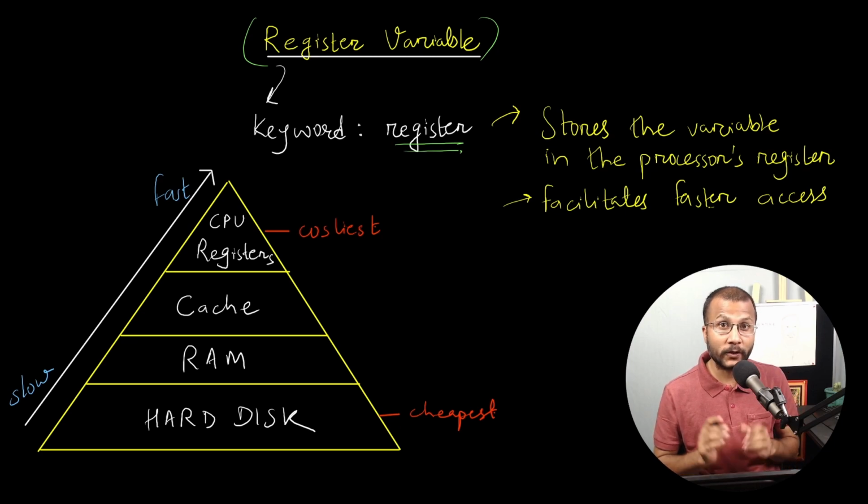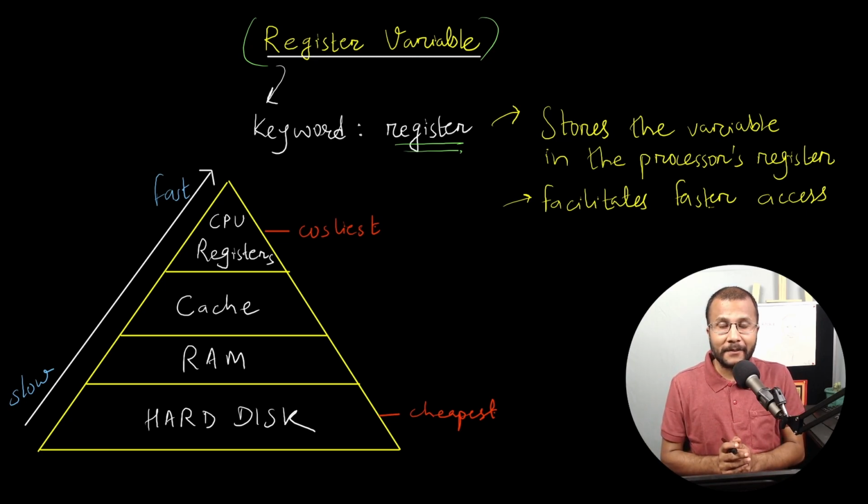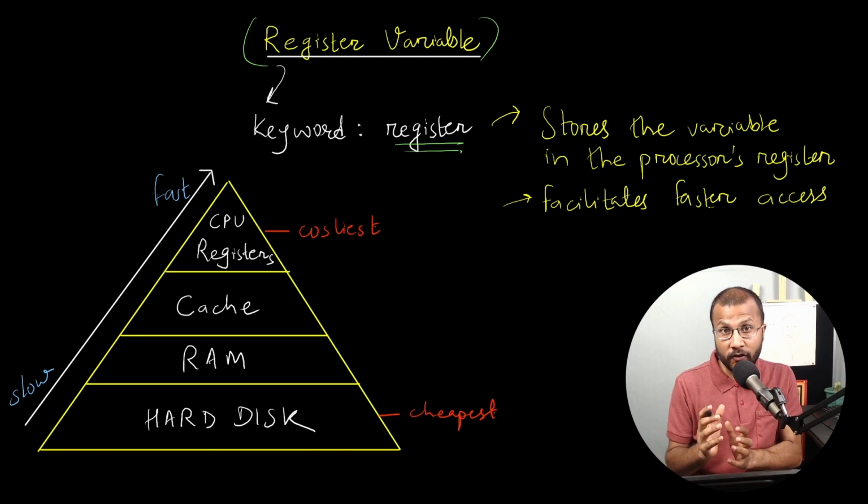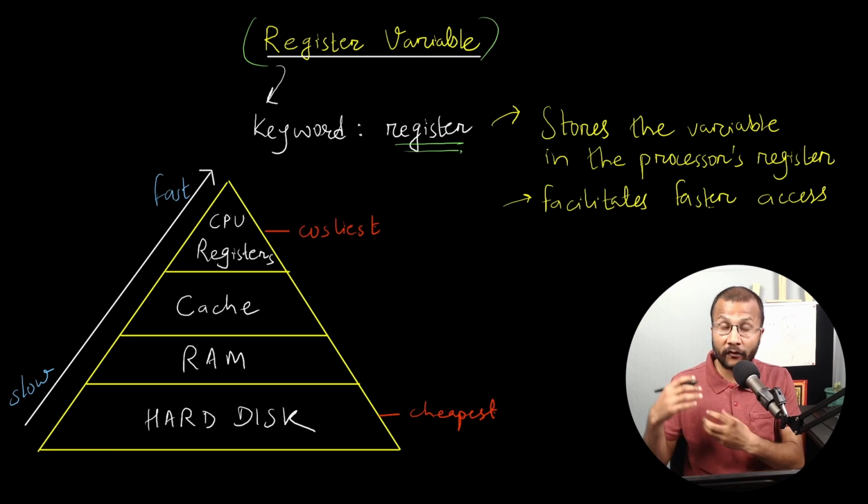It is not going to store the variable in the memory, but it will try to store the variable in the register memory that is available in the CPU. So it is going to directly store the variable inside the CPU. Now while you are programming, sometimes we need certain variables to be accessed very frequently. So if you have certain variables to be accessed very frequently, it is better if you store that variable in the register, because CPU registers are very fast.